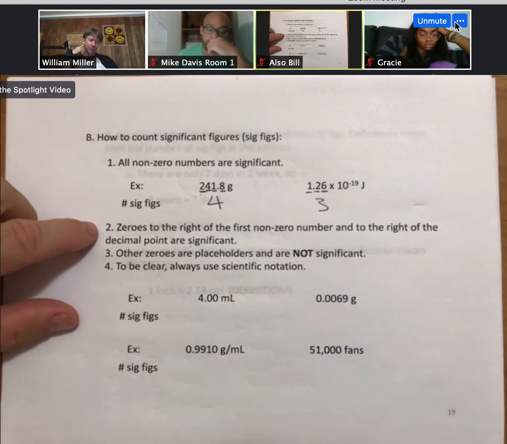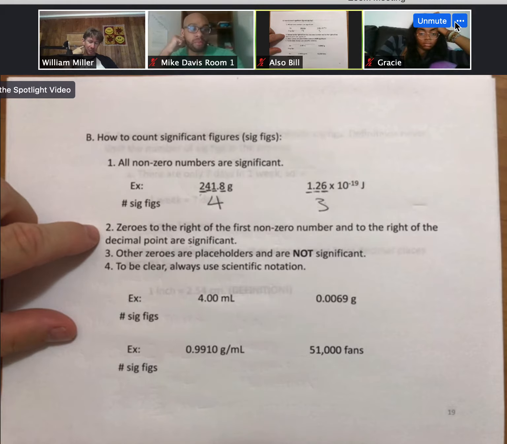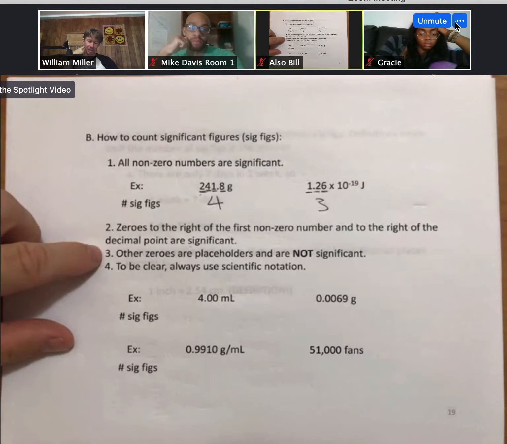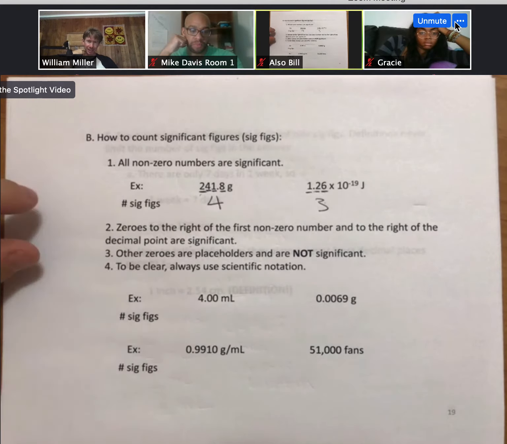Coming down to rule number 2, zeros to the right of the first non-zero number and to the right of the decimal point are significant. Other zeros are placeholders and are not significant. And to be clear, always use scientific notation. Well, let me show you what those mean.